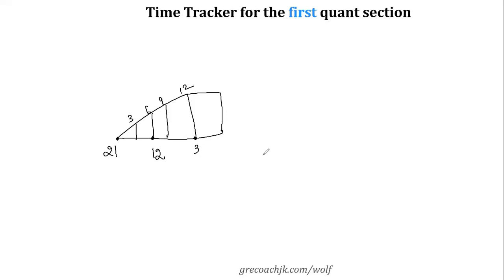So once again, let's practice. What you will do is put a triangle followed by a rectangle. Now you will put 3 bars in it. Here you will write 3, here you will write 21, and at the midpoint you will write 12. And now at the top of these bars, you just write the table of 3, and that's your time tracker. So this is the time tracker for the first quant section.